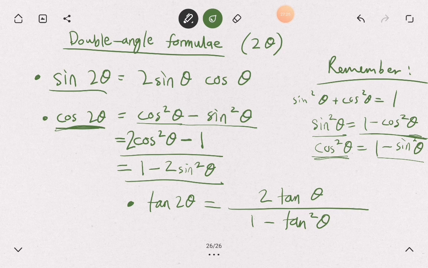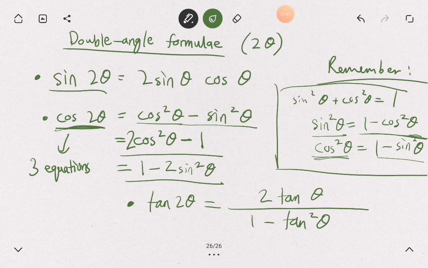Remember, for cosine there are three equations, because you can substitute these things here on the right. You can substitute this to get this and this. Alright, so I'll see you in the next video.